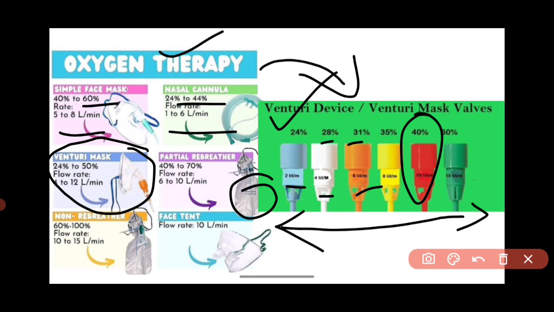Other things like the partial rebreathing mask: here 40 to 70 percentage of oxygen and 6 to 10 liters of oxygen can be delivered to the patient. And with the non-rebreathable mask, 100 percentage of oxygen can be delivered to the patient, that is 60 to 100 percentage. This is also a very commonly asked question in the exams: 100 percentage of oxygen can be delivered with which type of mask? The correct answer is non-rebreathable mask. So these are all the things you have to remember while solving this question.